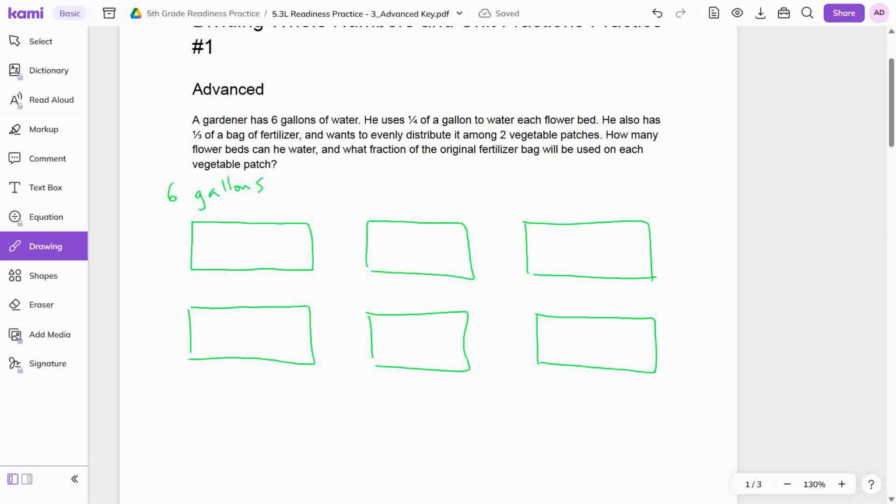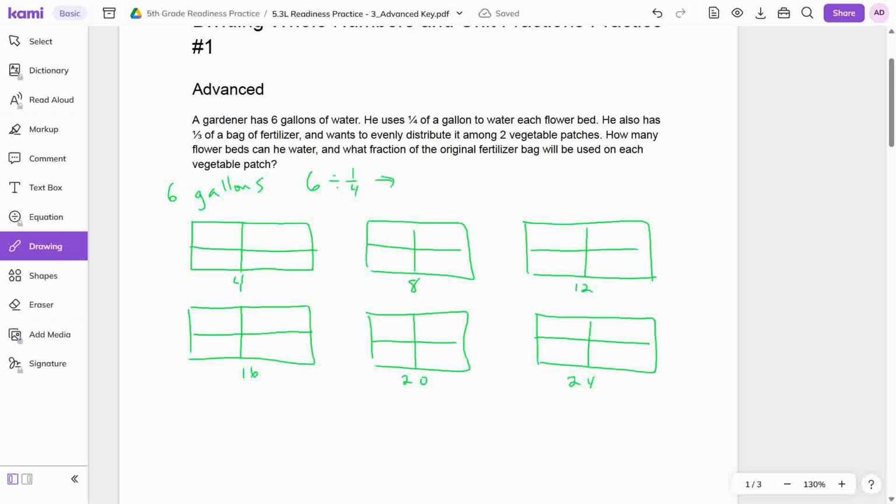And then each flower bed uses 1/4. So I'm just going to cut it in fourths like this. So if these gallons are represented by these rectangles, you see out of each rectangle I can get 4, 8, 12, 16, 20, 24. What I did is I took my 6 and I divided it by 1/4.